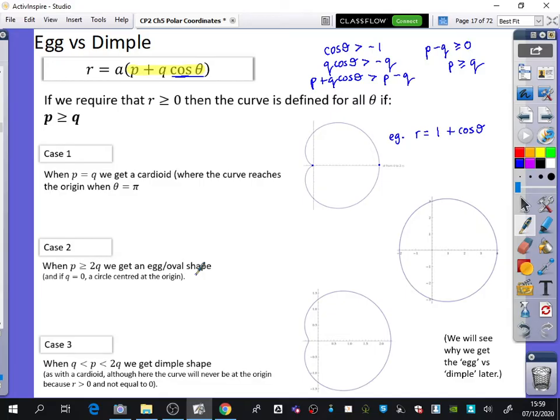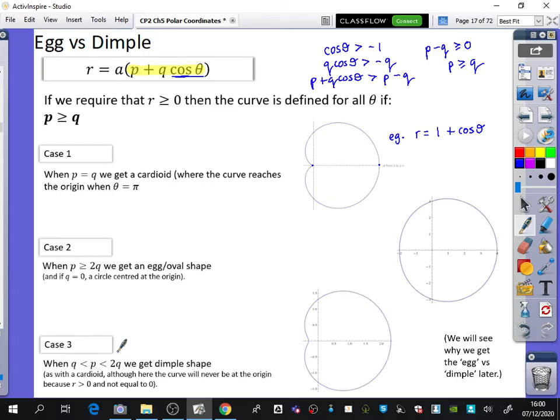Just AP. R equals AP, which is just a circle. So when you add on this q cos theta, it becomes this kind of egg shape. And then there's a special case at the end, where you get an egg, but with a dimple pushed into the base of the egg. And this is when p is in between q and 2q.